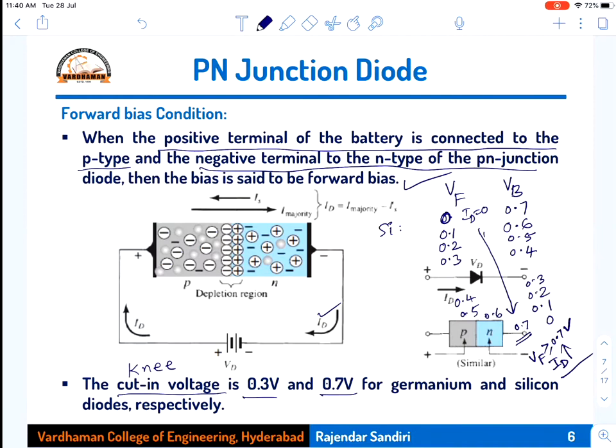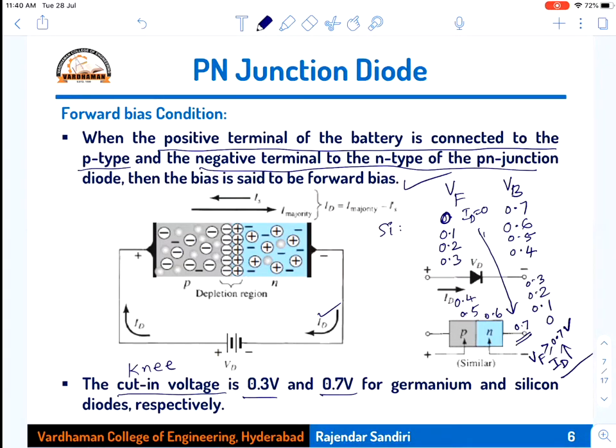Now when the voltage reaches 0.7 and goes beyond that, the barrier potential completely becomes 0 and the depletion region width becomes 0. Then the current starts flowing. That is what we call forward current. That current is flowing in the direction from anode to cathode. That's why the direction of the current, if you see, is clockwise. ID is represented in the circuit.